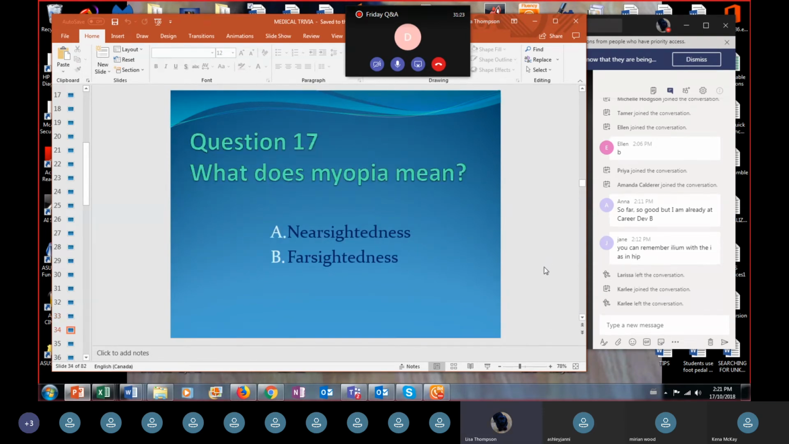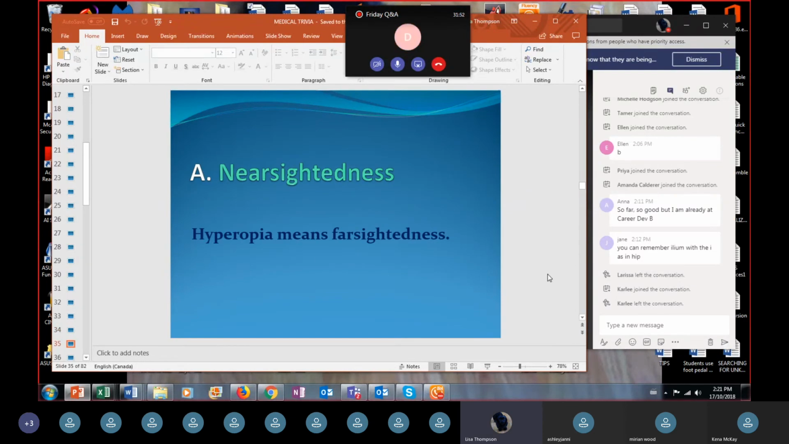Okay, question 17. What does myopia mean? Is it A, nearsightedness, or B, farsightedness? It's A, nearsightedness. Hyperopia means farsightedness.